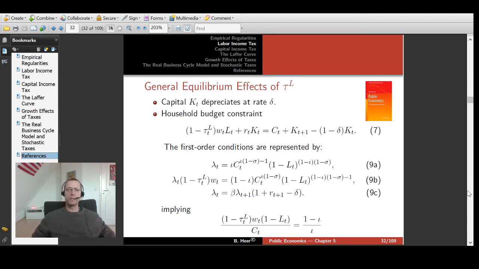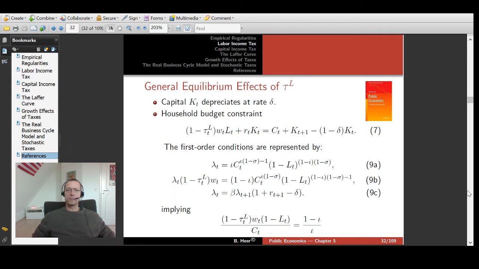So on the left-hand side we have income, net labor income. W L_t is our gross labor income, which is taxed at rate tau L, our income tax rate. And we will consider the effects of an increase of the labor income tax rate from 23% to 24%, with 23% being the average over the last 50 years in the United States. The household also receives interest income R_t K_t, and spends his income on consumption C_t and savings, which increase the capital stock according to equation 6.